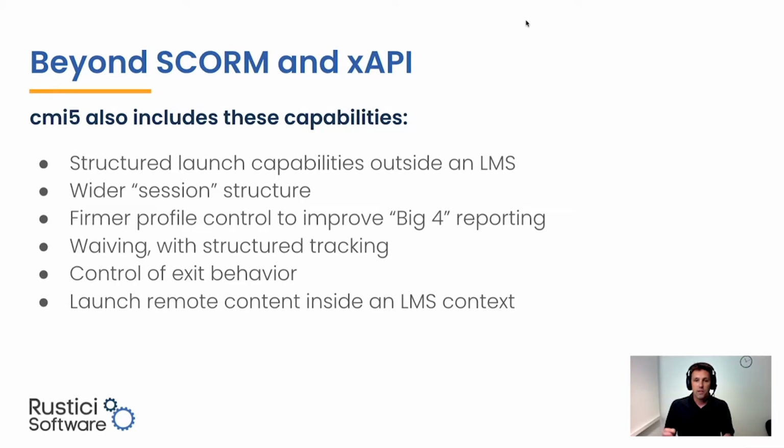Along with those session markers, those boundaries, we look for firmer profile control, what we refer to as the big four. These are concepts that we see in almost every piece of e-learning content: completion, pass/fail, a score, and a time, a duration. How long did it take? Those pieces of the information model are provided by CMI5 in very strict terms. So we know exactly when we see a completed statement that it will be the only completed statement. When we see a passed statement, we won't expect there to be a failed after that. And those types of things are outlined in the specification.